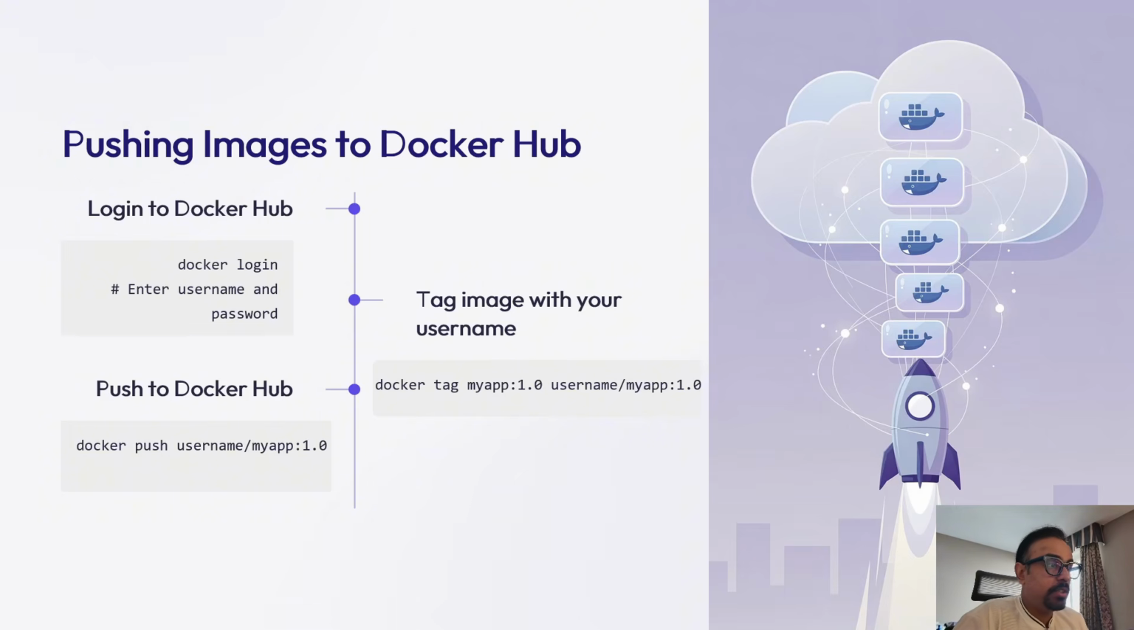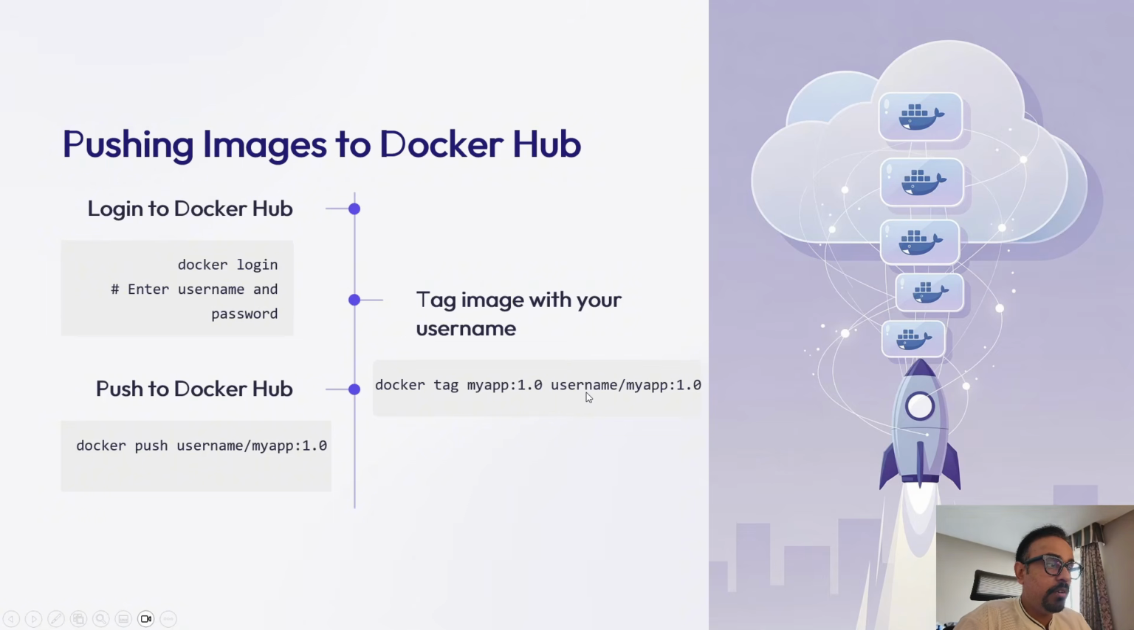Now, next, you need to tag your image properly for Docker Hub. How will you do that? An image on Docker Hub must include your username in the tag. So if you built an image, which we have already built, that is myapp:1.0, we need to retag it as username/myapp:1.0, where username is your Docker Hub username. Right now we have just tagged it like this. We have to retag it like this.